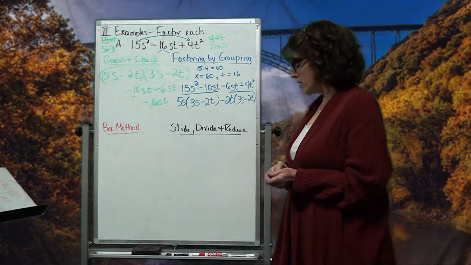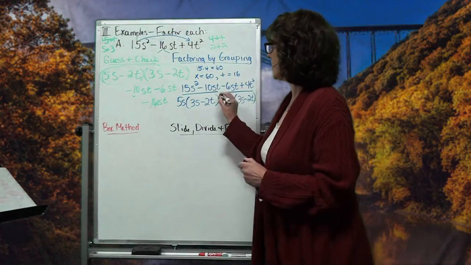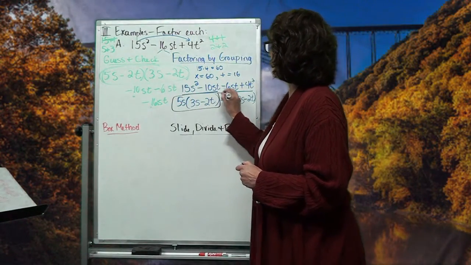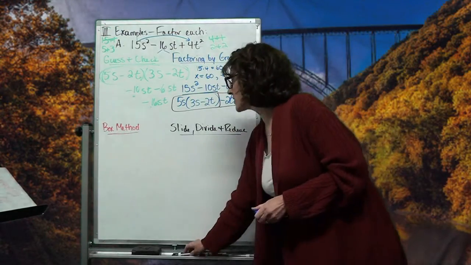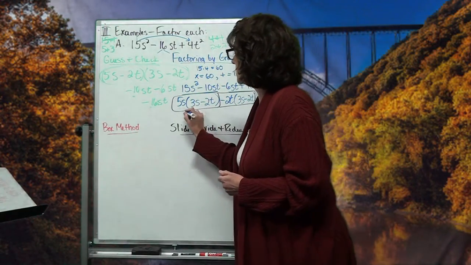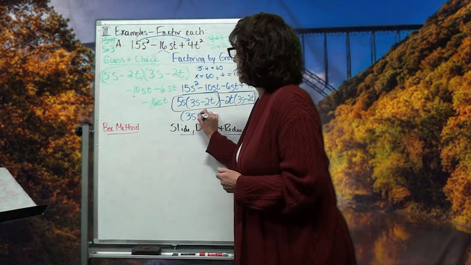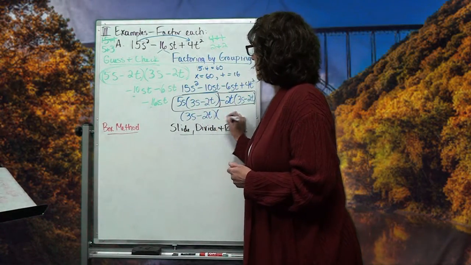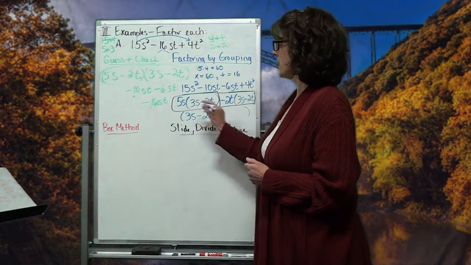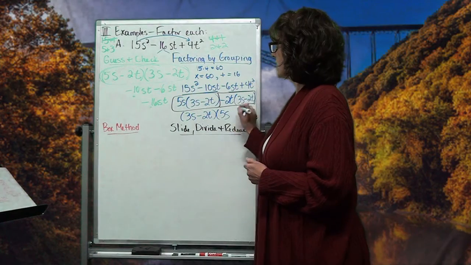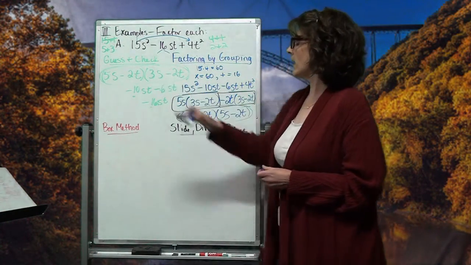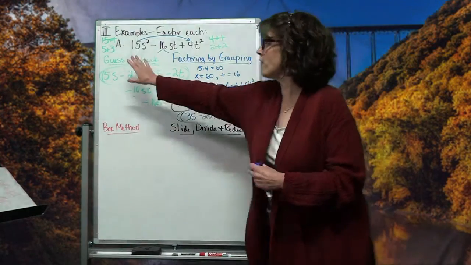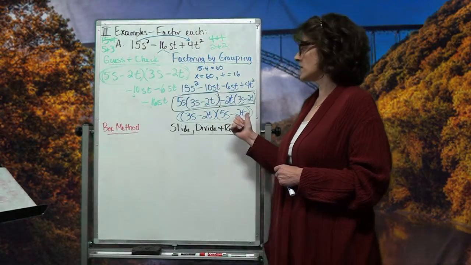So even though it feels kind of weird, here's those funky looking terms. One here and one here. Each of them has that common parentheses of 3s minus 2t. So I'm going to divide that 3s minus 2t out, and I'm going to write down what's left. Divide it out of here, I'm left with 5s. Divided out of here, I'm left with minus 2t, which is exactly what I had up there. Granted, up here, the 5s minus 2t is in the front. Here it's in the back.